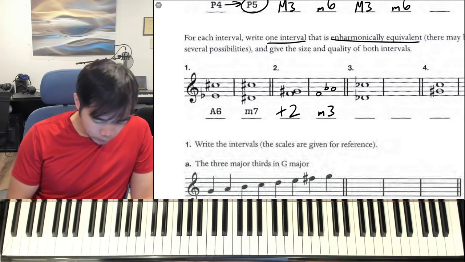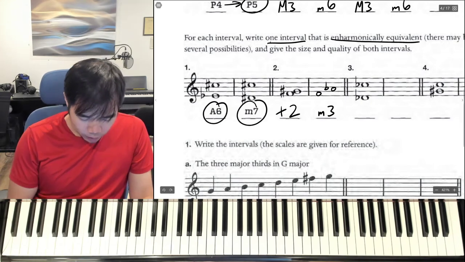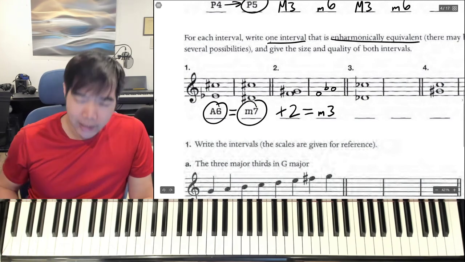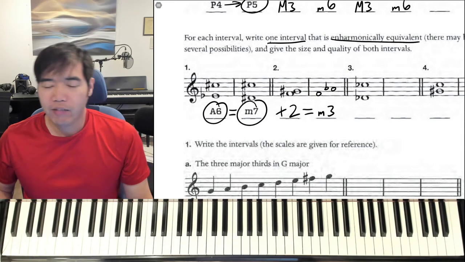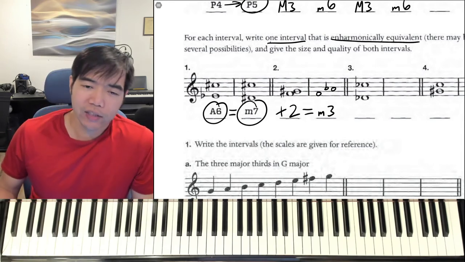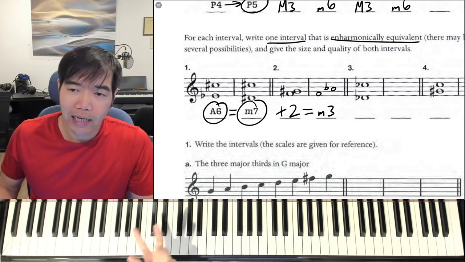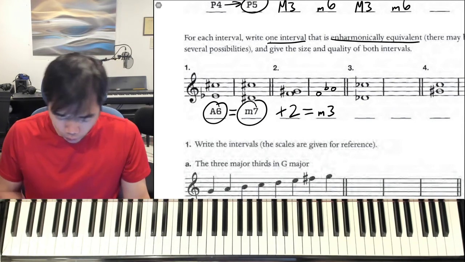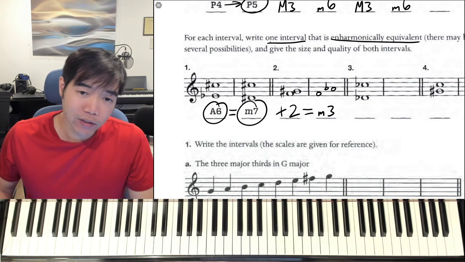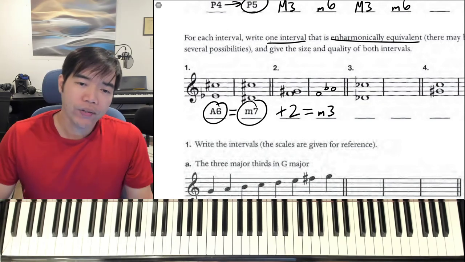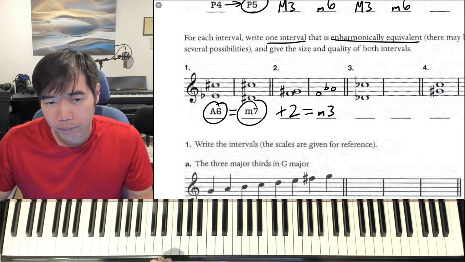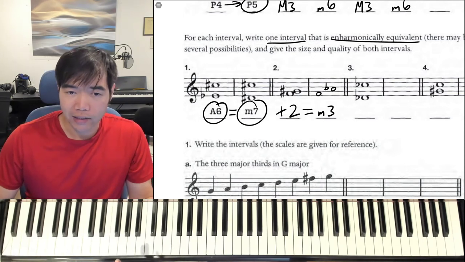Okay? So augmented sixths and minor sevenths are enharmonic. Augmented seconds and minor thirds are enharmonic. Okay? And you might be wondering, well, what gives? If they're the same intervals, if they sound the same, why do we even have options? Why wouldn't it always be a minor third, or always a minor seventh, or always an augmented second? And it all has to do with how our ears perceive the sound. Okay? It depends on context.